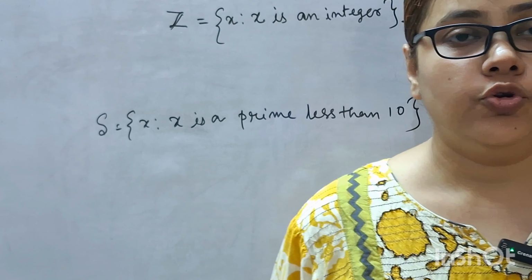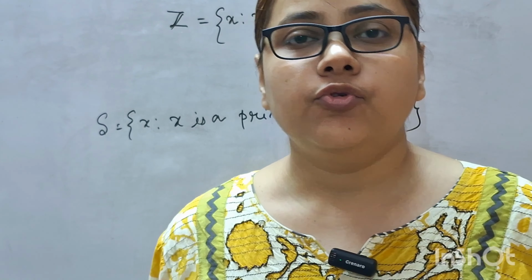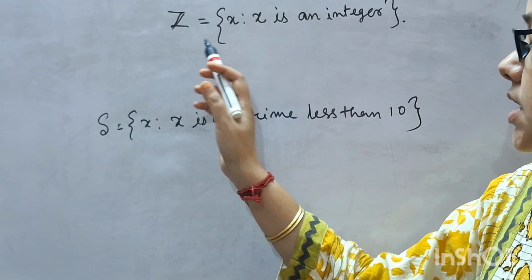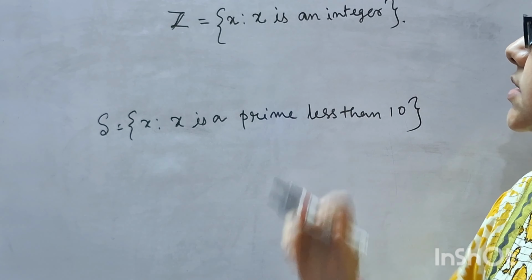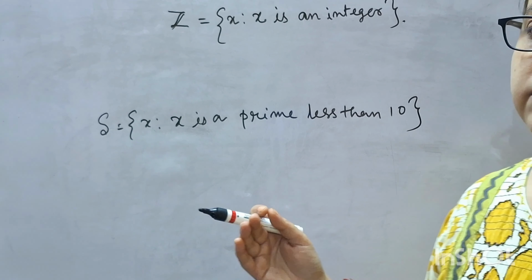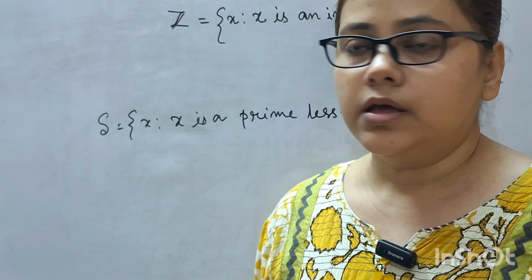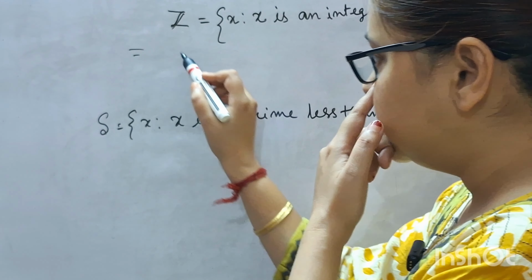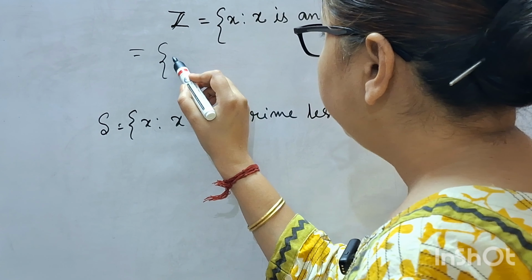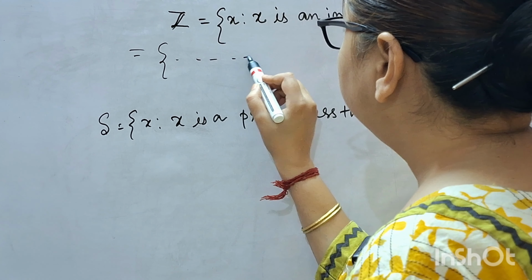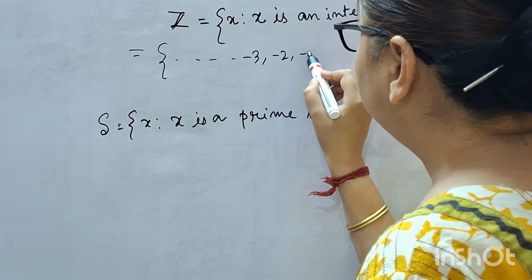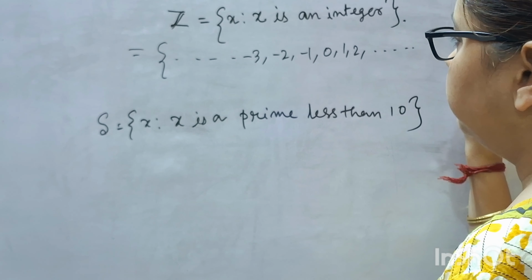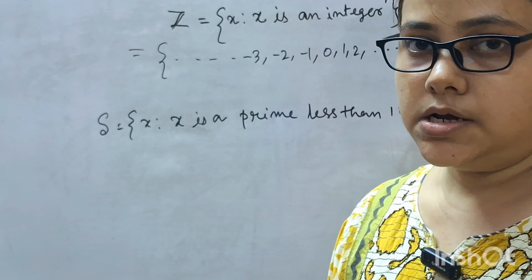A set can be written in two different ways. If we want to write the set of integers, then we can write it in this way: Z equals x such that x is an integer. But this set of integers can be written in another way: going from minus infinity, dot dot dot, minus 3, minus 2, minus 1, 0, 1, 2, and dot dot dot going to plus infinity. This is an infinite set.